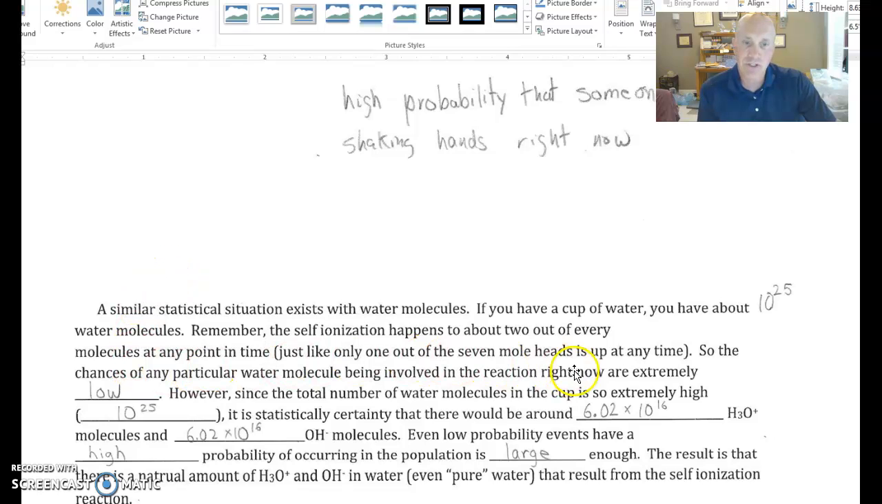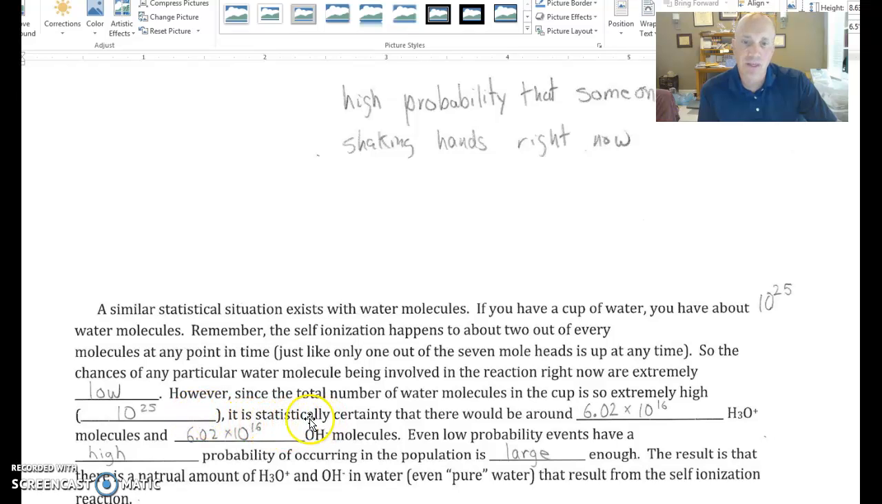All right, the chances of them doing this reaction, the self-ionization reaction, right now are very low. However, the total number of water molecules in any sample of water is going to be very high. So, for example, if you had a cup of water, you would have about 10 to the 25th water molecules. That is a huge number. I can't even give a word to it, but it would be 1 with 25 zeros after it.